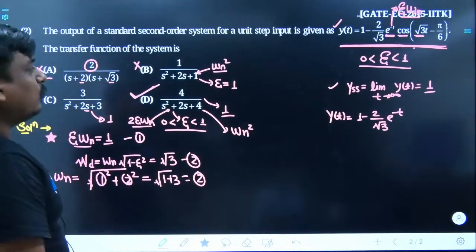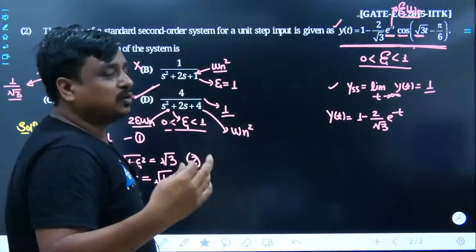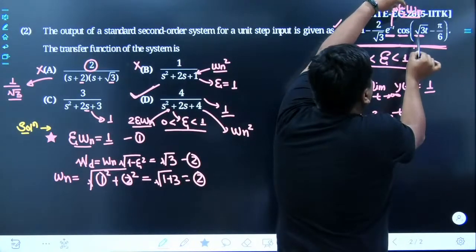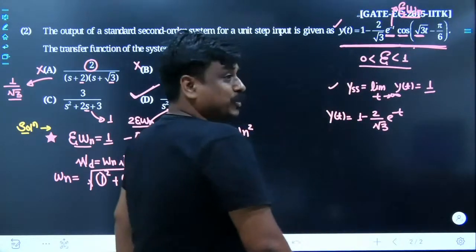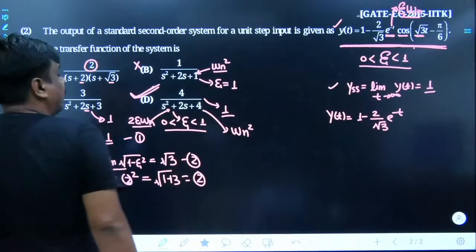You could not rule out. So now you had to focus on the value of omega n square or omega n. How will I know about it? This factor and this factor have to be squared and added, and once you do so, you will get the factor of omega n square. In that way you can rule out each and everything, and the answer is D.